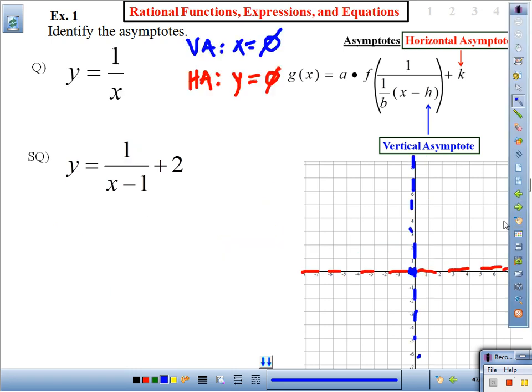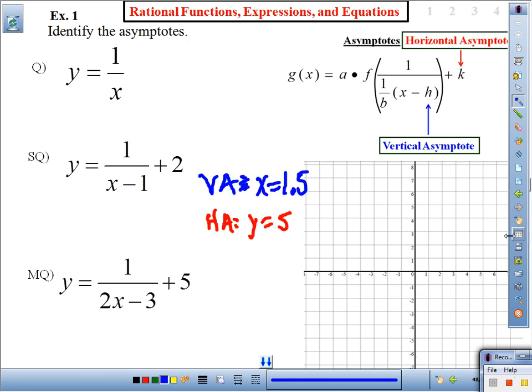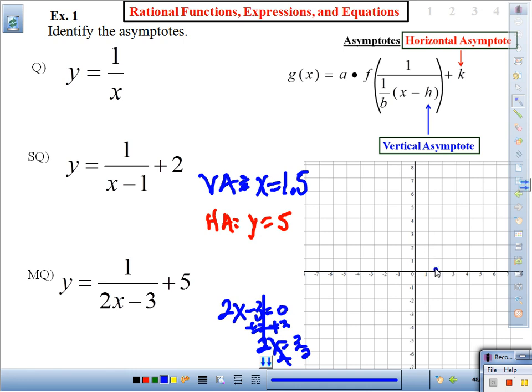Let me show you this one. What is the denominator? X. So if we set it equal to 0, there it is. How about this one? 2x minus 3 equals 0, plus 3 plus 3. 2x equals 3. Divide by 2. X equals 1.5. How does that look on our graph? 1.5 is right here. And 5 is up here. And that's how we identify asymptotes.